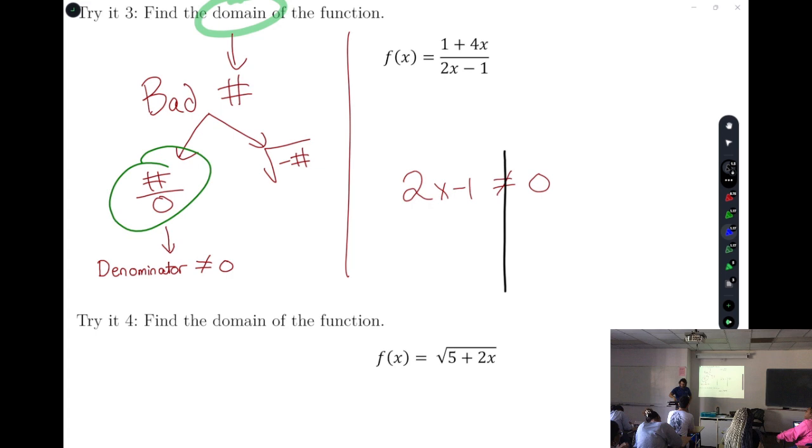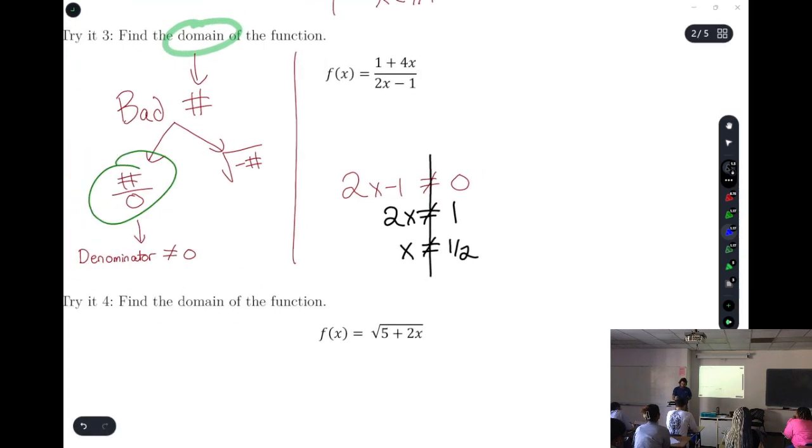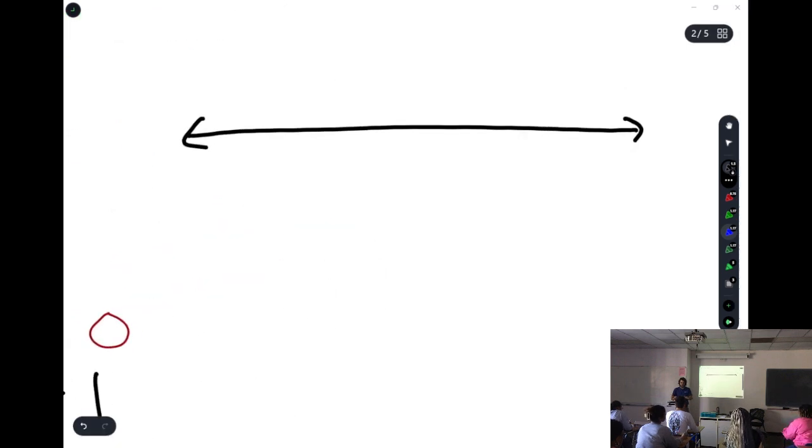Okay. So you're saying you move the 1, and you got 2x better not be 1, which means x better not be 1/2. But that's not a domain. That's just a fact. X better not be 1/2. Cool. Okay, I like to start with the number line. You don't have to. That's just me. There's only one number that we have, so there's only one number we need, 1/2.